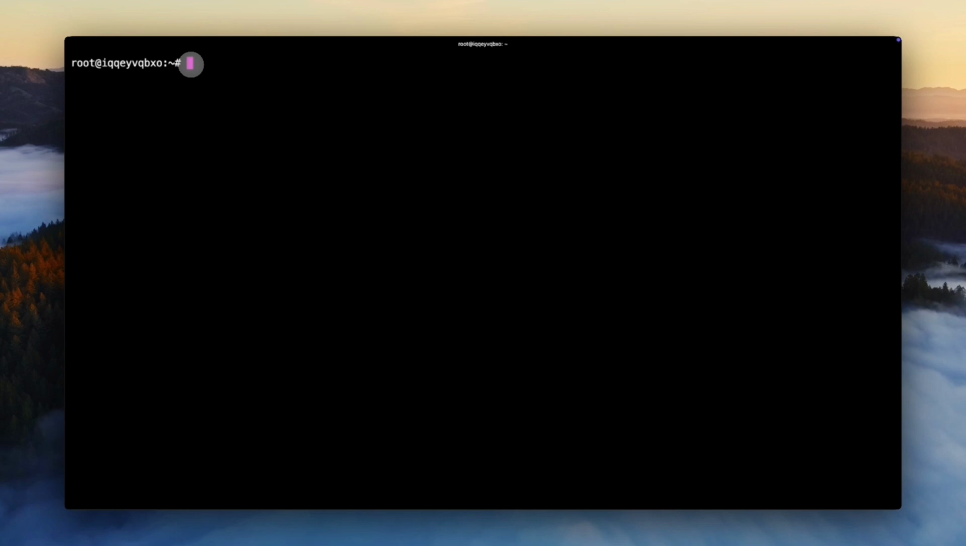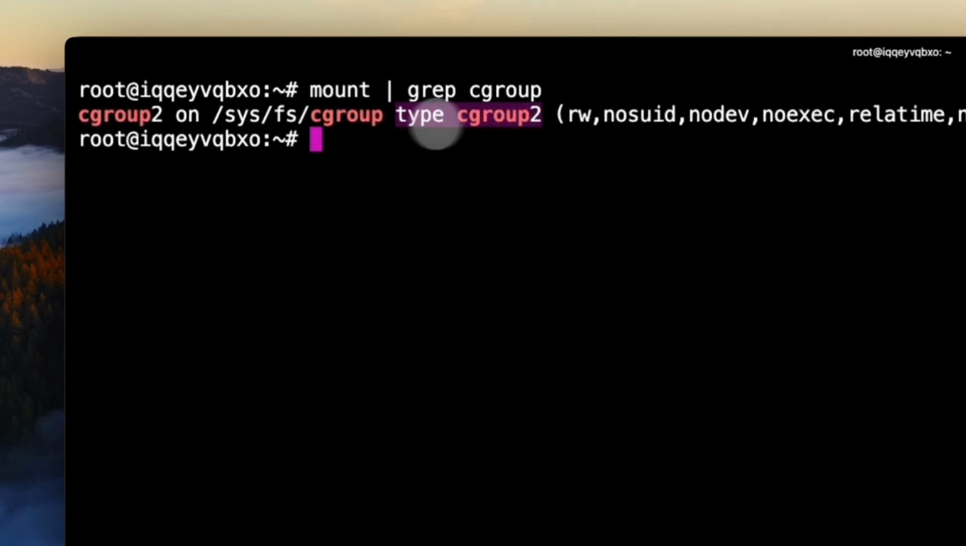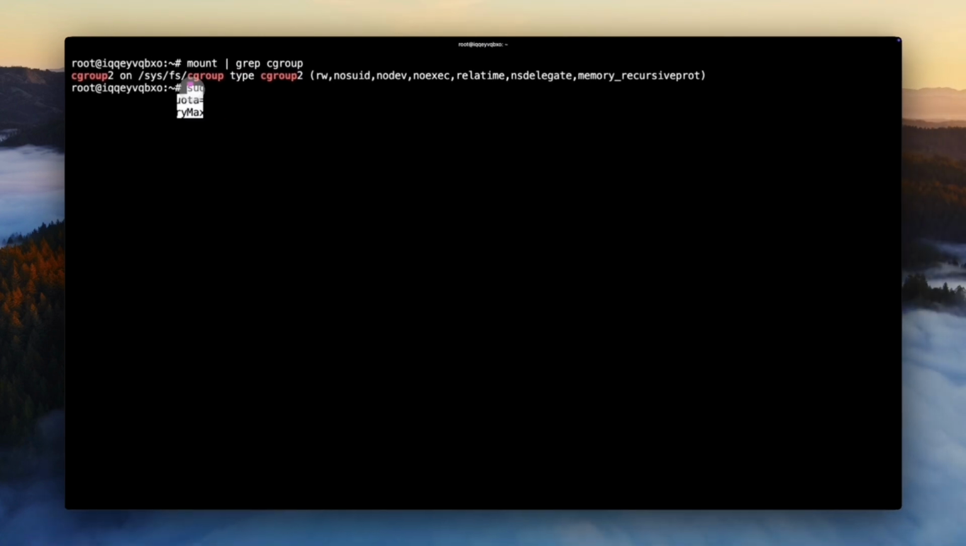Let's see CPU throttling in action. We'll create a cgroup, set a 50% CPU limit, and watch the kernel enforce it. First, we need to verify that we're on cgroup v2. Good. Single mount point, cgroup2 type, we're on v2.